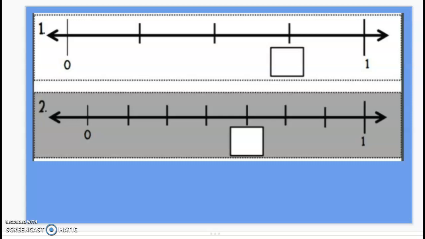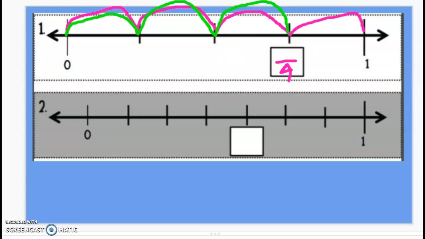So I'm gonna start off by doing my little jumps. 1, 2, 3, 4. So I know that I have 4 spaces on my number line, so that's going to be my denominator, okay? Now, where does my jump land? What space is the fraction asking us to represent? 1, 2, 3. So my numerator is 3 and my denominator is 4. So my fraction is 3/4.